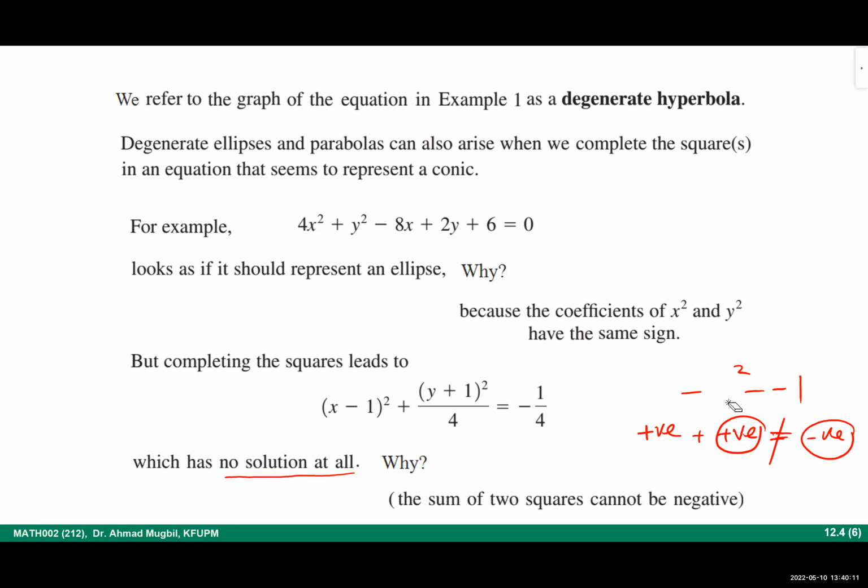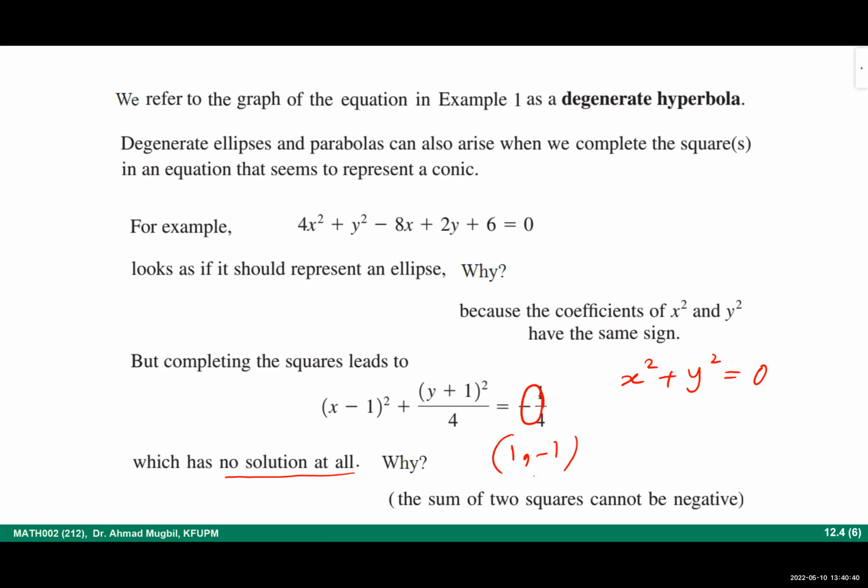There is an interesting case also that may happen if this is 0. If you have, for example, x squared plus y squared equals 0, if this is 0, what is the case? A single point. Excellent. Look at this easier one. What is x squared? Only 1 point, which is 0 and 0. If this is 0, what will we get? What is the point?